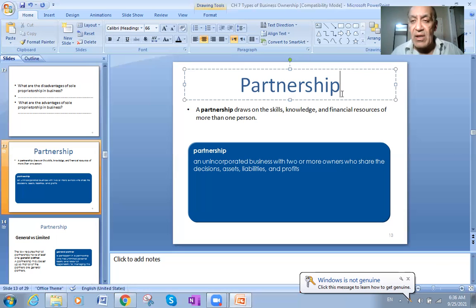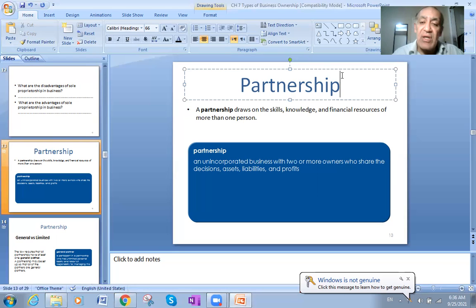The other advantage is its ability to expand. Though it is still limited, it's better anyhow than the sole proprietorship. As an example, the sole proprietor can take a maximum of 500,000 loan or mortgage. The partners, they will take 4 million, 3 million. So its ability to expand is better than the sole proprietorship.